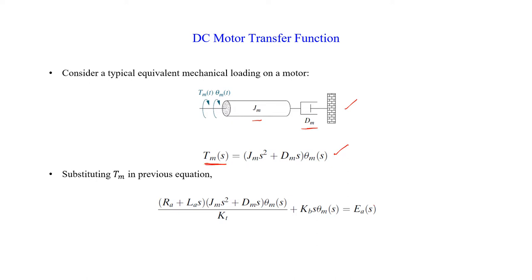And if we substitute the relationship between T_m and theta m in the previous equation, we will get this equation. Now we can see that this whole equation is in terms of E_a and theta m. So from here we can easily find the relationship between E_a and theta m, which will be the transfer function of the motor. Firstly, we will take theta m common, and from there we can easily find the transfer function theta m divided by E_a.